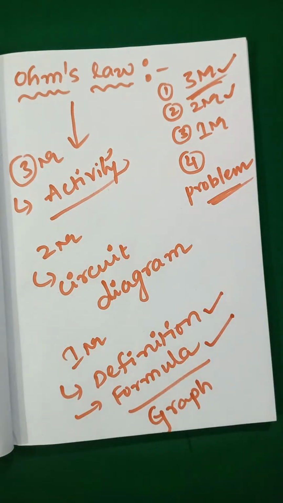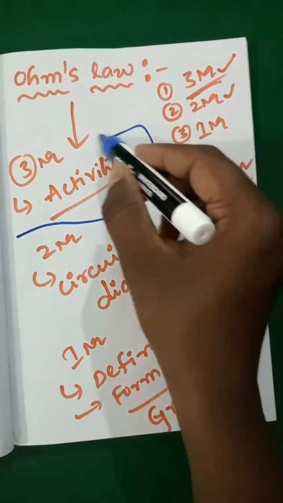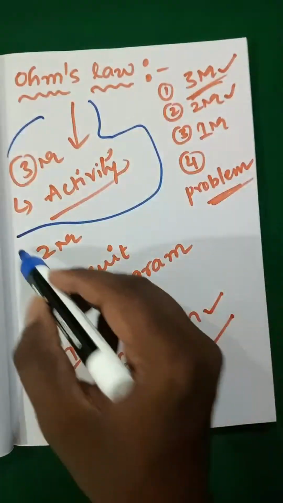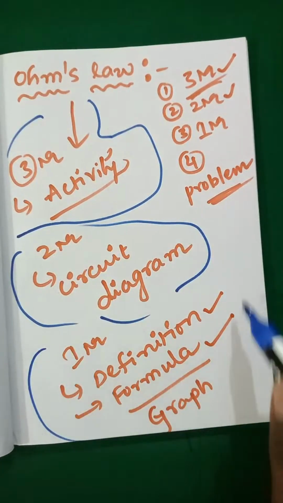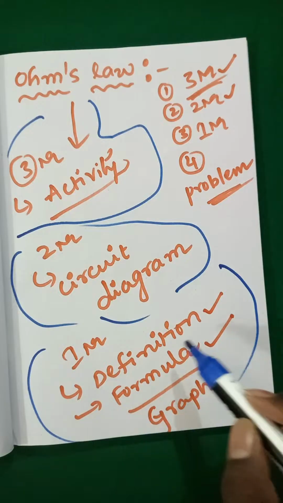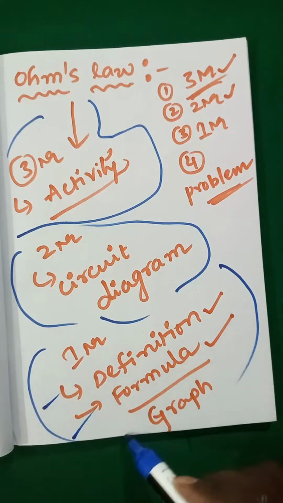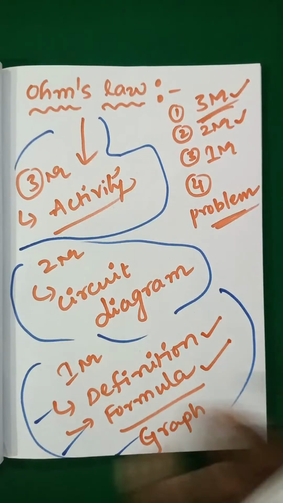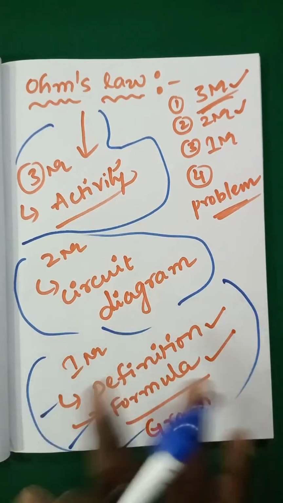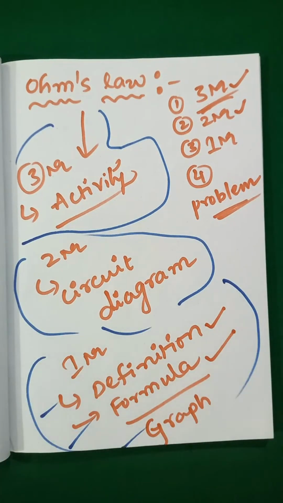So here you can see, I'm taking the activity, the circuit diagram, and the 1 mark questions. They will ask the definition, the formula, the graph, and also related to ohmic conductor and non-ohmic conductor. That much important. Only this Ohm's law is very important. So make a note of it.